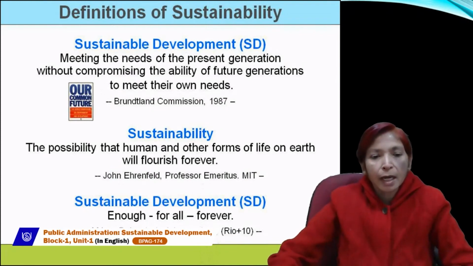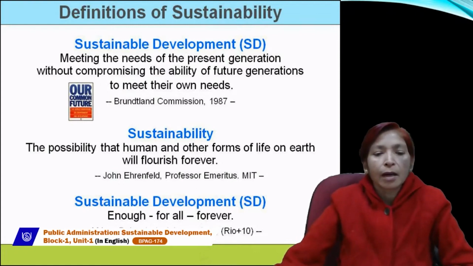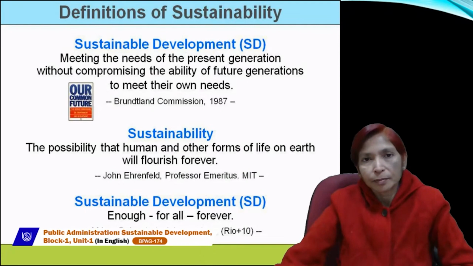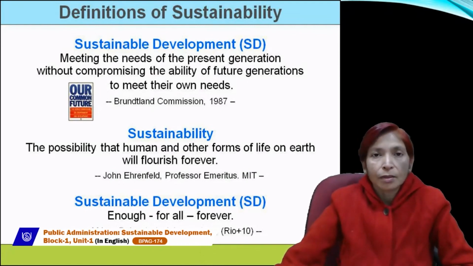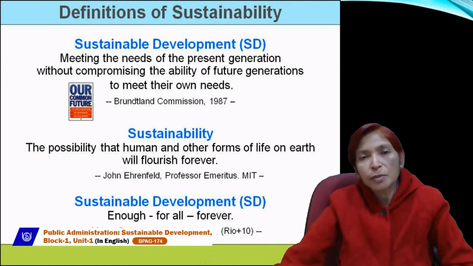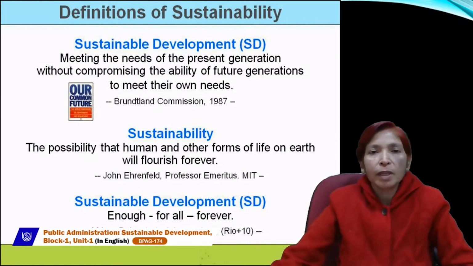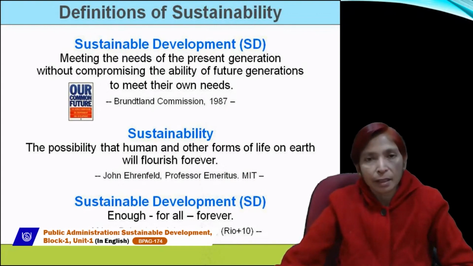sustainability. And sustainability can be defined according to the African delegate to the Johannesburg, Rio+10 conference. According to that conference, sustainable development means enough for all and forever. It means everything should be available to all and forever, not only for the present generation. It should be available for all generations, present and future. If both generations can satisfy their needs, then this concept will be clearly fulfilled. So these are the definitions of sustainability.